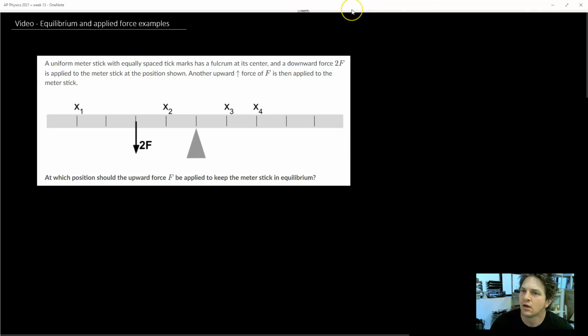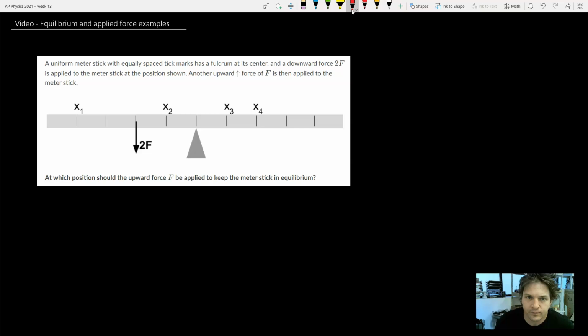Now this, it says, a uniform meter stick with equally spaced tick marks has a fulcrum at its center. A downward force of 2F, good. Another upward force, F, is then applied somewhere on this meter stick. And it tells us where should we apply that force F so that it's in equilibrium. And equilibrium is that term, if you didn't see the previous video, you can go look at it. But equilibrium just lets us know that the net torque is equal to 0. So when we add up all the torques, they should be 0.